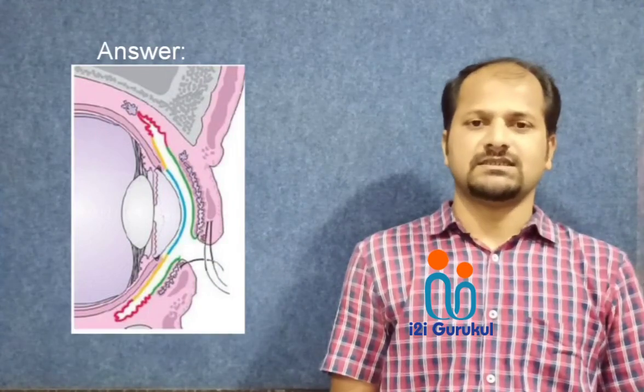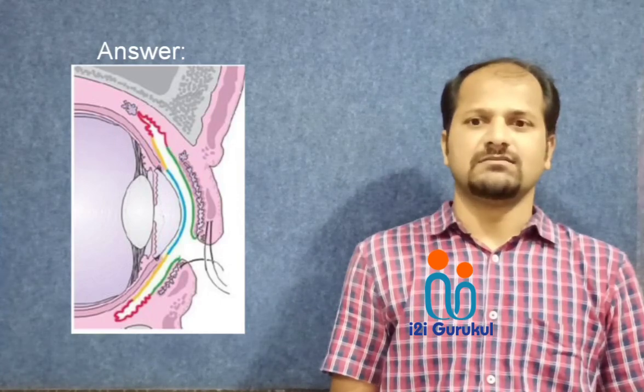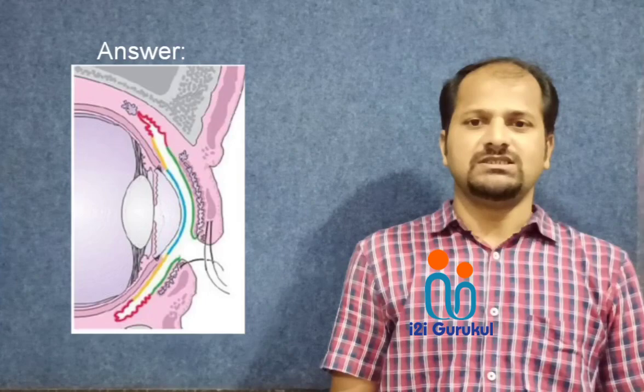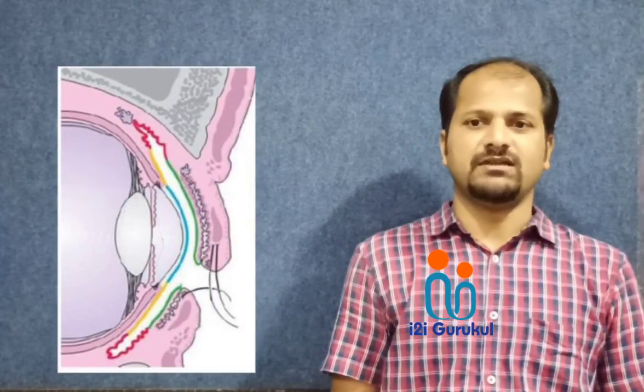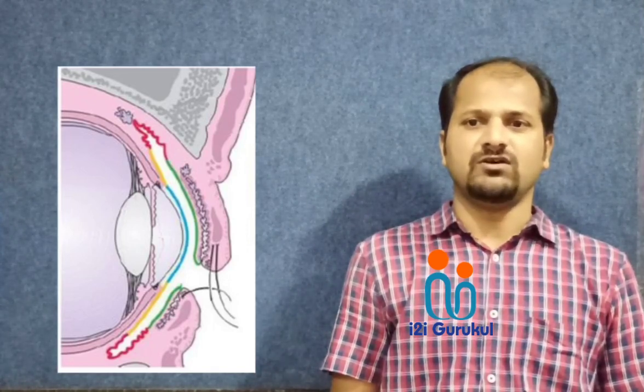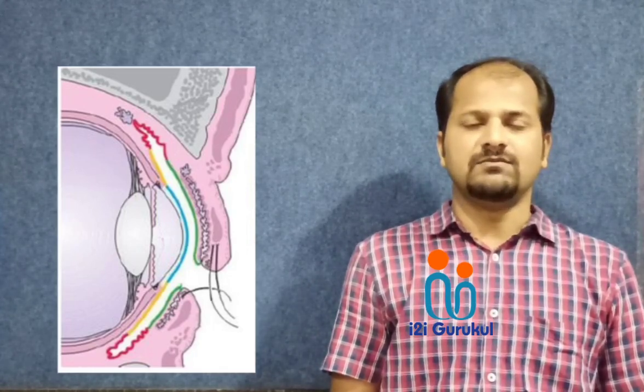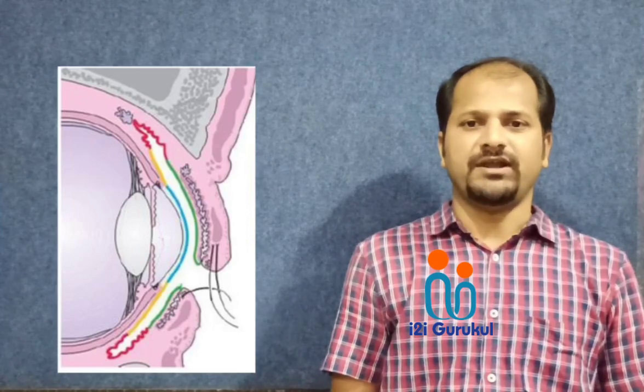The answer is conjunctiva. The name conjunctiva is derived from the word conjoin, which means to join. It conjoins the eyeball with the lids. The conjunctiva is a thin transparent vascular membrane which covers the inner surface of the eyelids and is reflected over the anterior surface of the eyeball up to the limbus. The medical term limbus means the junction between the cornea and sclera.